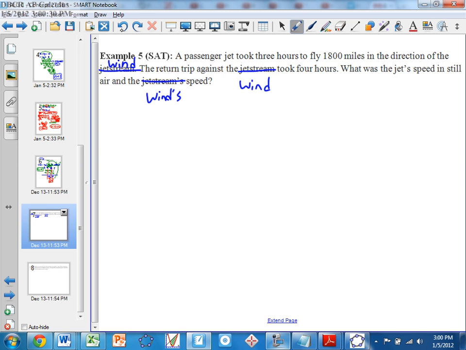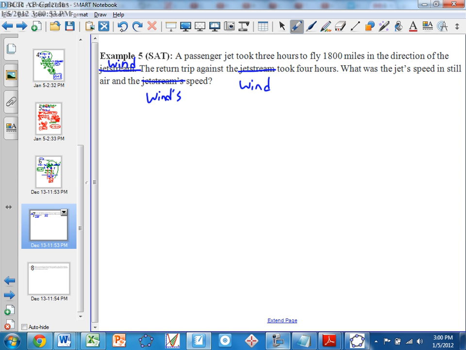Again, jet stream means wind, so we know that. Now, what is the problem asking? That's the first thing we have to think about. Remember yesterday we talked about let statements? We need to do let statements here. But I need to know what I'm being asked before I can even write let statements. It's the jet speed, the wind speed. The wind speed and what else? And the jet speed in still air, the jet's speed.